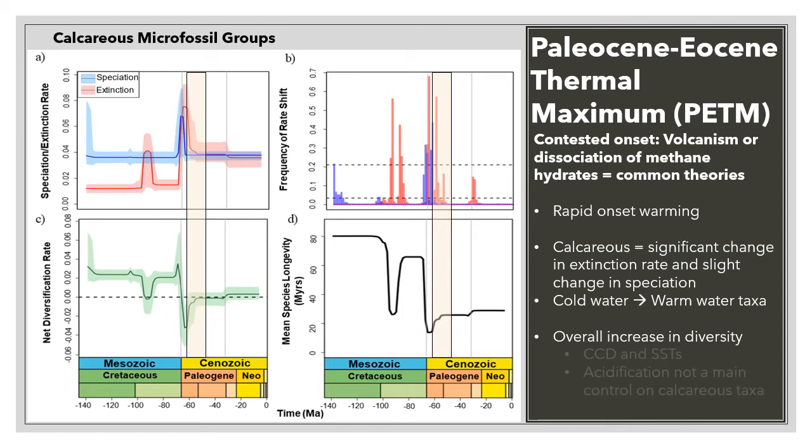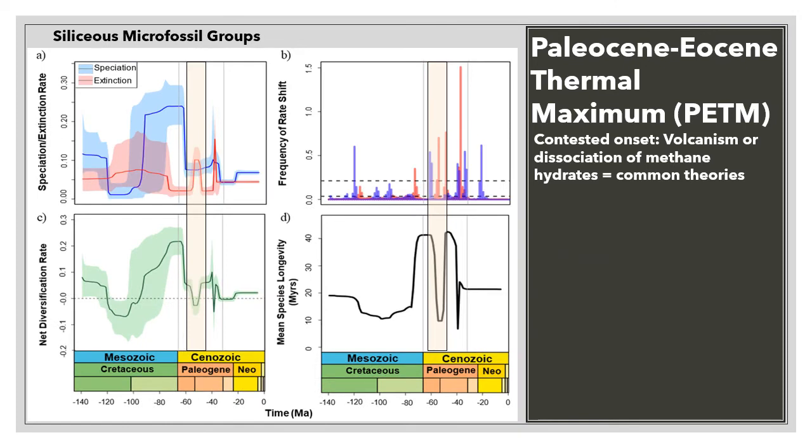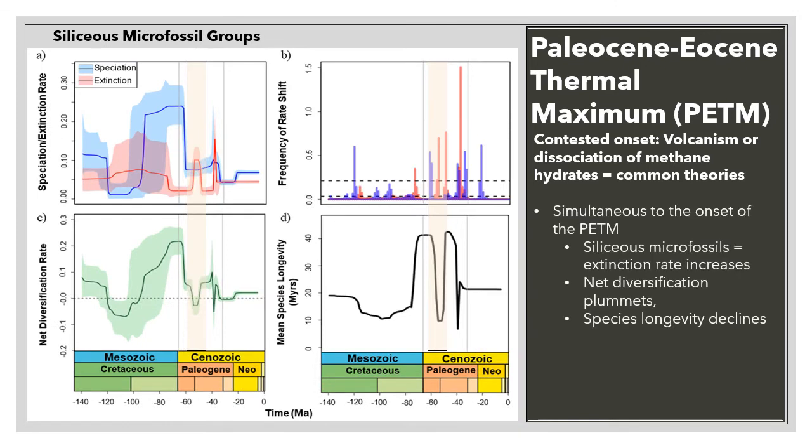Acidification at the PETM is of the same magnitude as at the KPG, yet diversification increases overall, demonstrating that acidification is unlikely a main control in calcareous extinctions, while sea surface temperatures and the CCD fluctuations are likely to impact calcareous diversity more. Siliceous extinction increases significantly, net diversification plummets and species longevity declines simultaneous to the onset of the PETM, owing to an extinction of cold water taxa and rapid proliferation of tropical siliceous taxa. This contrasts the expected turnover, likely not reflected due to the low sampling and preservation rates, particularly in high latitudes during this period. Net diversification finally increases again simultaneous to the early Eocene climatic optimum.